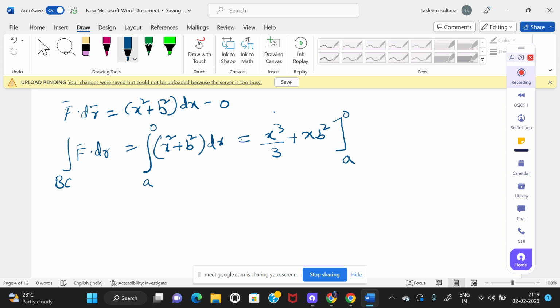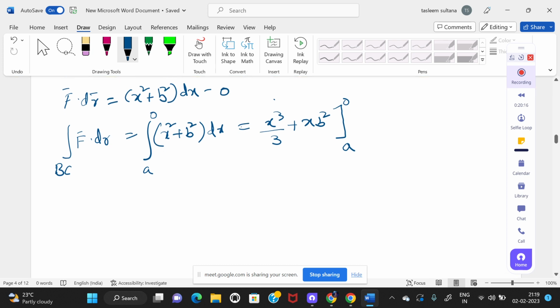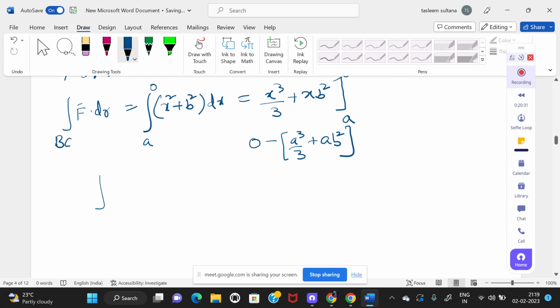Your upper limit will become 0 because the upper limit value is equal to 0. So you are going to have only the lower limit. So 0 minus of (a cube by 3 plus ab square), where your integration over BC of f vector into dr vector is equal to minus of (a cube by 3 plus ab square).